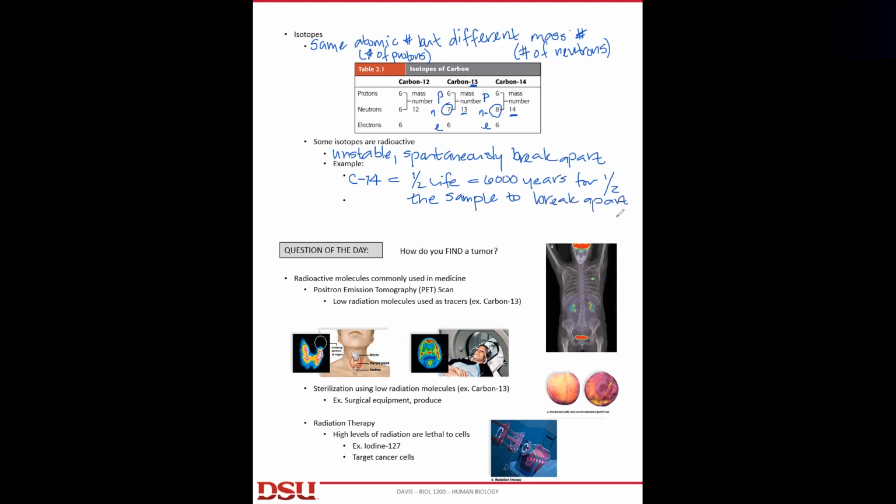So if I, as an example, I'm going to use a tiny number, but if you had 12 carbon 14 atoms in a sample that you found of something that had died, in 6,000 years, you'd have 6. And in another 6,000 years, you'd have 3. Okay. And in another 6,000 years, you'd have 1.5.